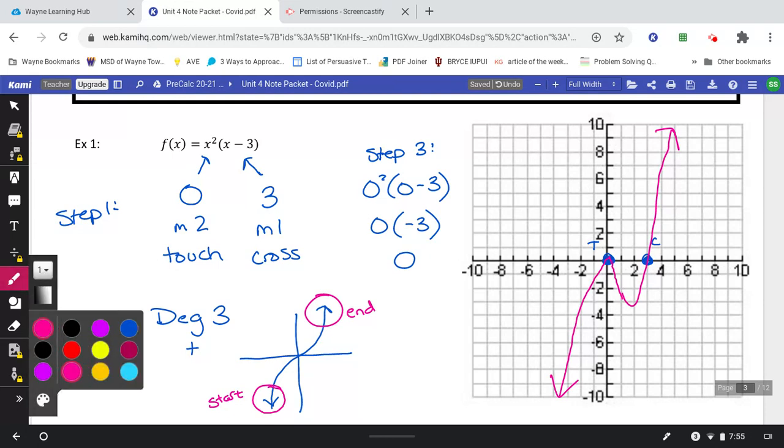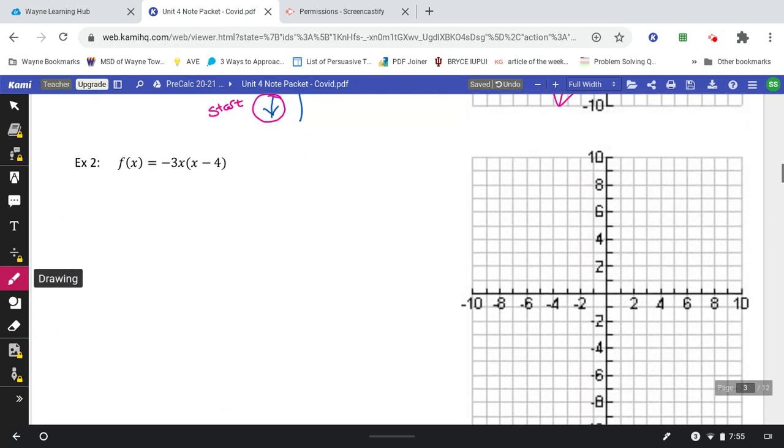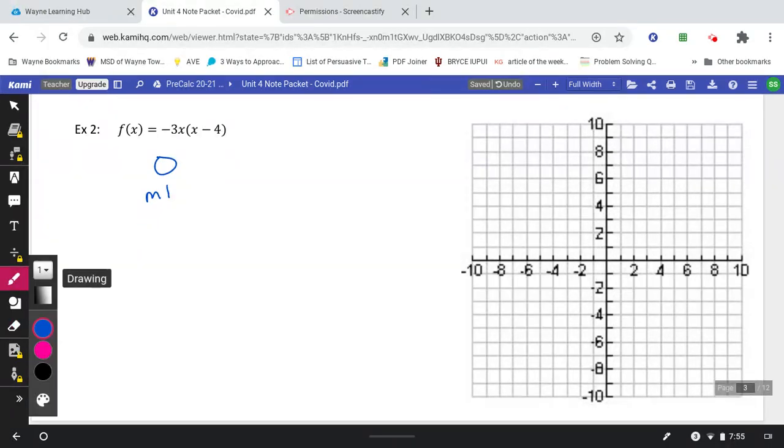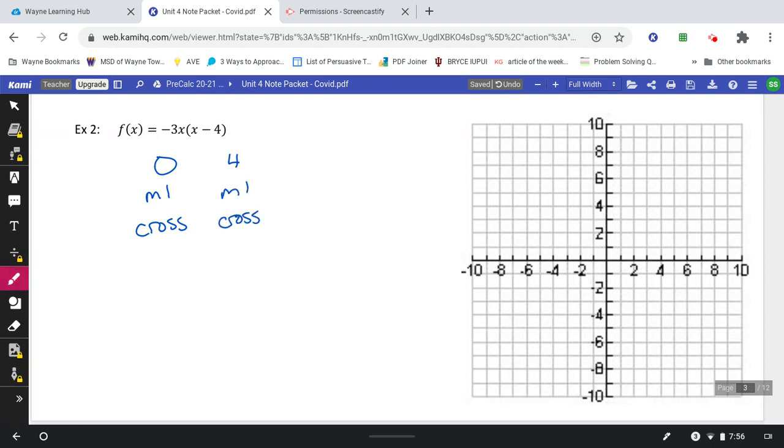All right, let's do the same thing for the next problem. Let's find the zeros. This would give me a 0 of 0 again. Remember, anytime you have an x in front, it's going to be 0. Multiplicity of 1. 1 is odd, so this is going to cross. The second factor would be a 4. Multiplicity of 1. And again, that's going to cross. There's step 1.